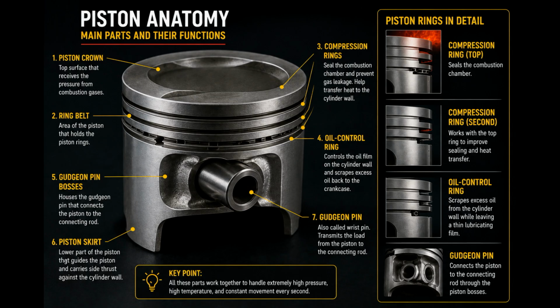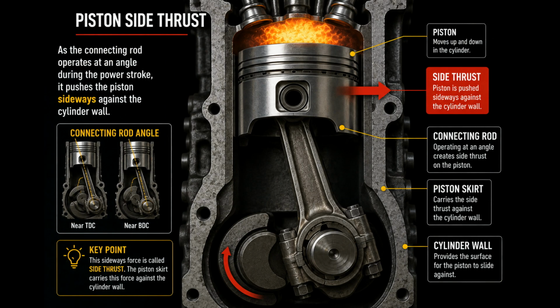At the same time, because the connecting rod is at an angle, it creates sideways force on the piston. This is called side thrust. The piston skirt carries this side thrust against the cylinder wall. So the piston is doing much more than simply moving up and down. It is receiving combustion pressure, transferring force to the connecting rod, dealing with side thrust, and operating under extreme high temperature.